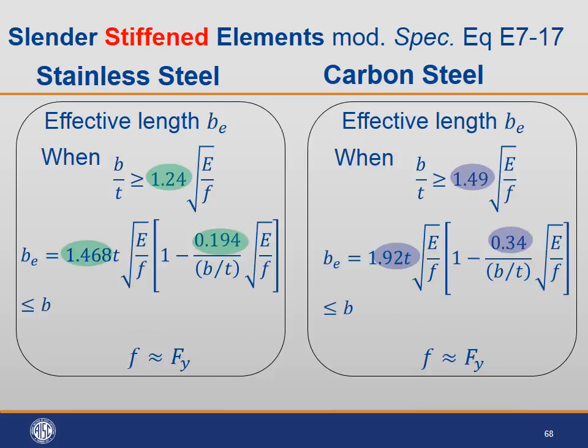Let's look at stiffened elements. So these are webs, and again some modification is required for stainless steel to join up with the section classification limits I showed you. For the stiffened elements, you'll remember that you calculate an effective length or effective breadth b, and from that you calculate an effective area, and you calculate a Qa factor, which is the ratio of the effective area to the gross area.